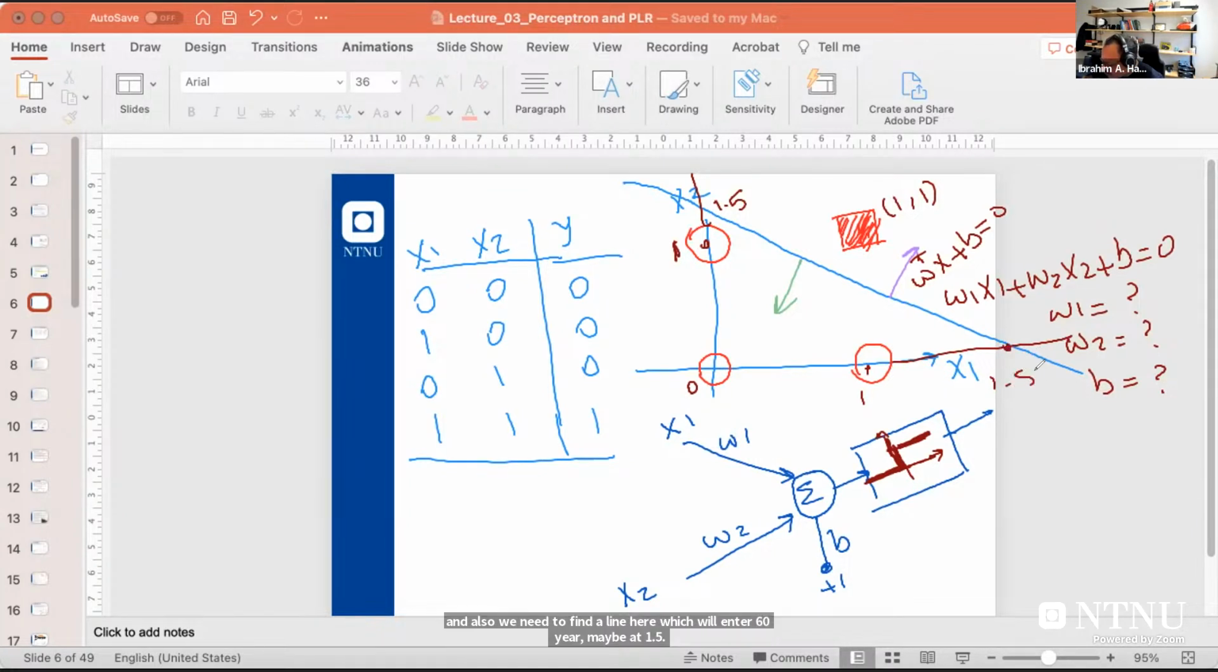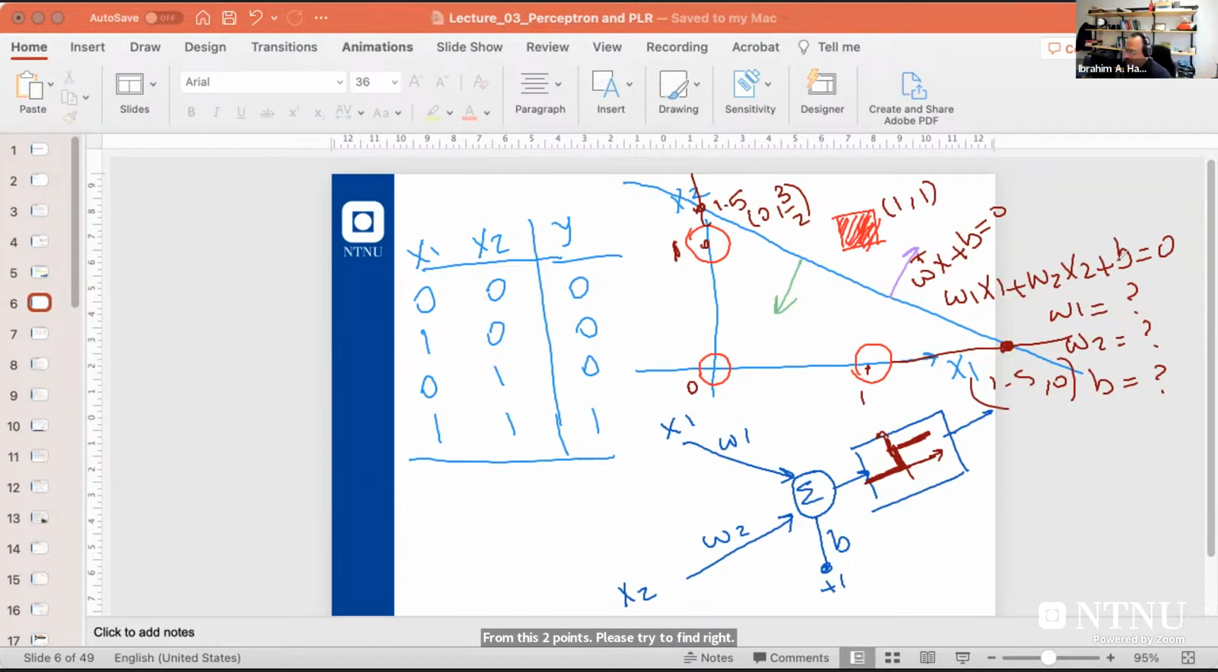So now you know 2 points, 1.5 and 0. And this line also, it's 0 and 1.5. Or you can say it's 0 and 3 divided by 2. So you have one straight line and you have 2 points. From these 2 points, please try to find omega 1, omega 2, and b. Right?